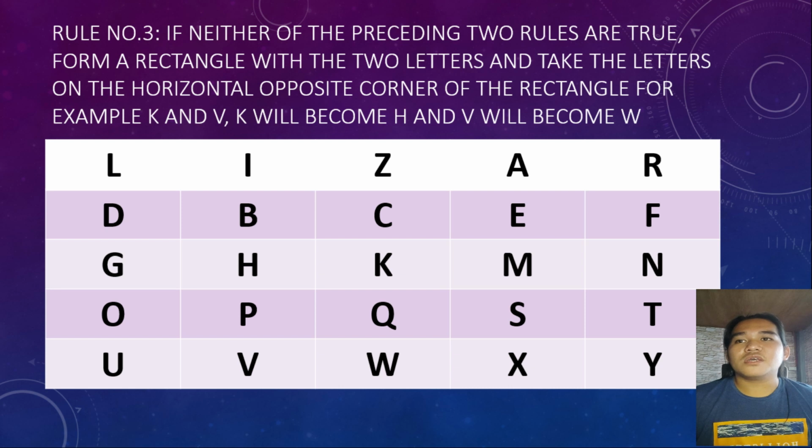Rule number 3. If neither of the preceding two rules are true, form a rectangle with the two letters and take the letters on the horizontal opposite corner of the rectangle. For example, K and V. And V will become W.